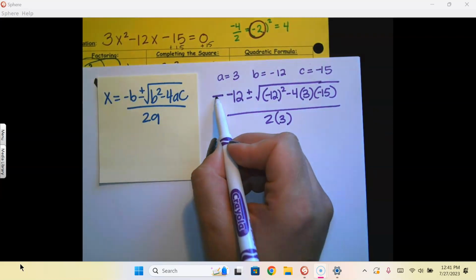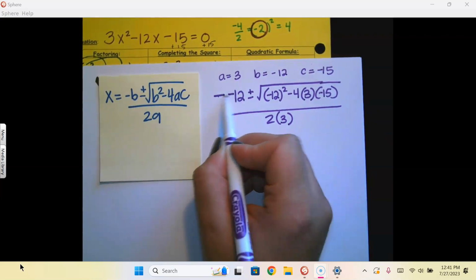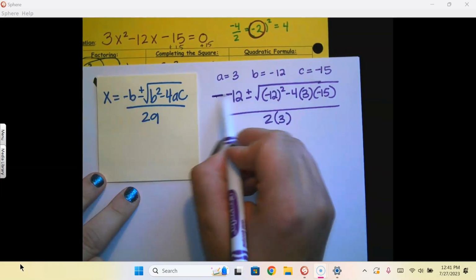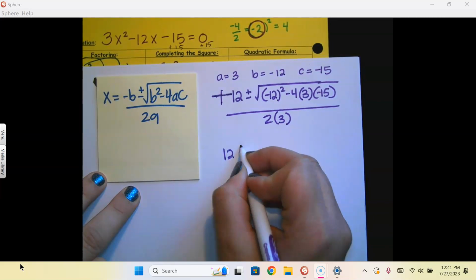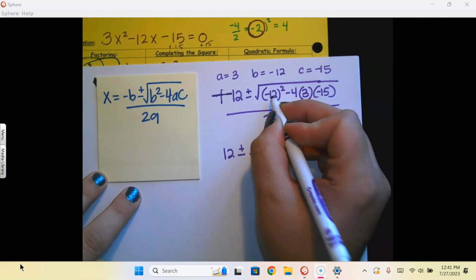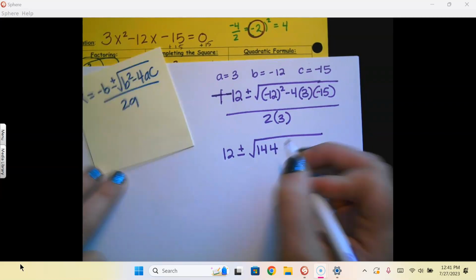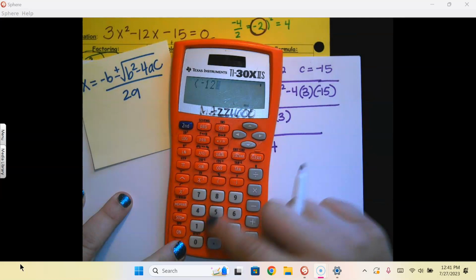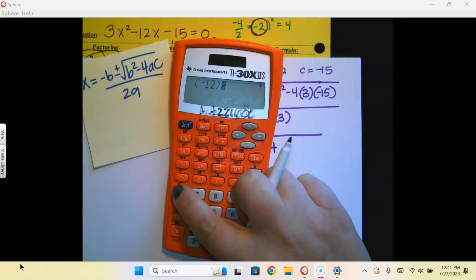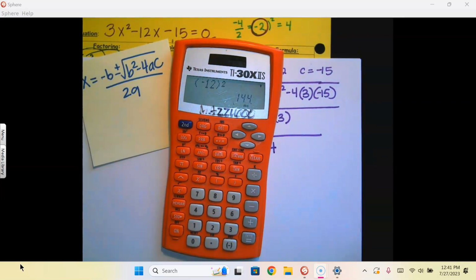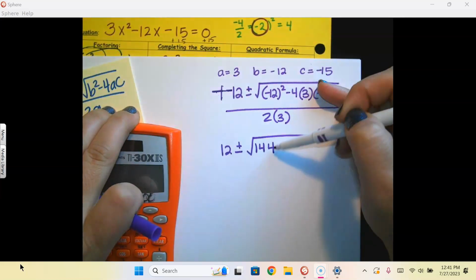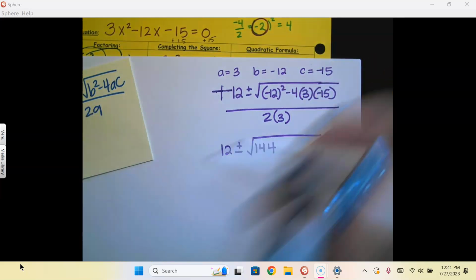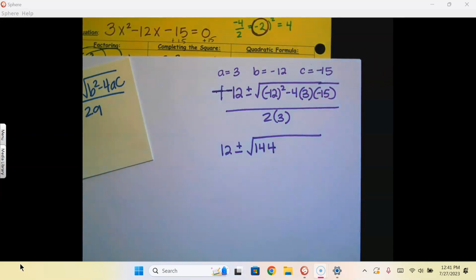So here we have the opposite of negative 12. Negative b means the opposite of b. So if b is negative 12, the opposite of that is positive 12. Negative 12 times negative 12 is positive 144. Now if you're using your calculator, remember you need to use parentheses. If you don't use parentheses, it's going to give you a negative 144. This number will always be positive because it's b squared, and when you square a number, they have the same sign, so it's always positive.